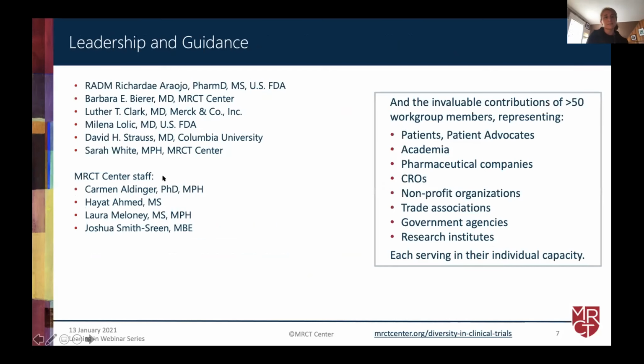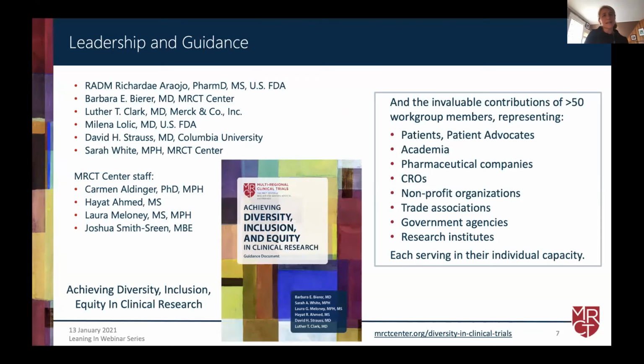In August of 2020, we released Achieving Diversity, Inclusion, and Equity in Clinical Research, which is a comprehensive guidance document and toolkit that was really the culmination of a 3-year project that the MRCT Center took on to tackle diversity in clinical research from an ethical, scientific, and practical standpoint.